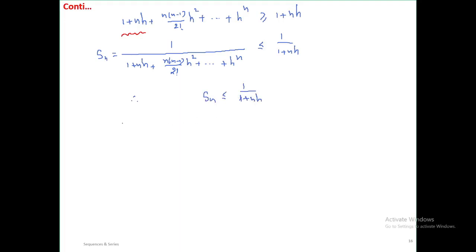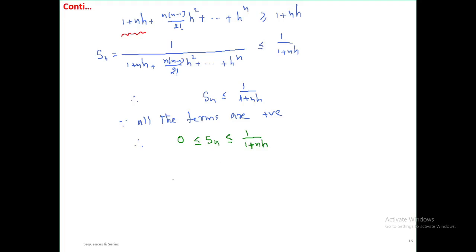Since all the terms are positive, the final conclusion is, I can say 0 is less than or equal to Sn. That means Sn is more than or equal to 0 because all the terms are positive, therefore Sn is always more than or equal to 0, and which is less than 1 over 1 plus nh. Next, what I am going to do, can you guess? Pause the video and guess what I am going to do next.